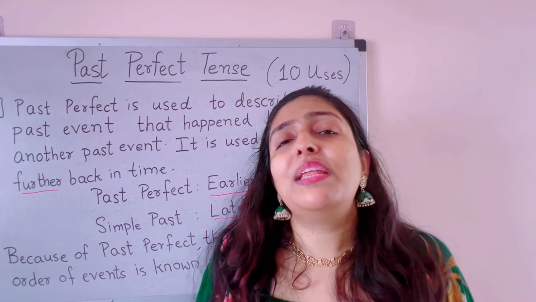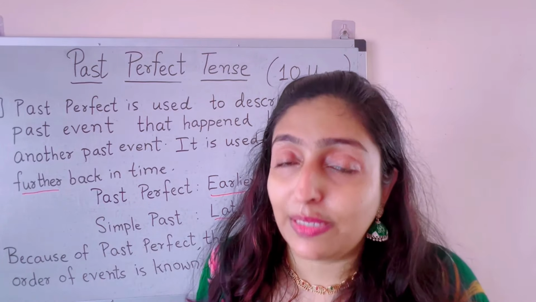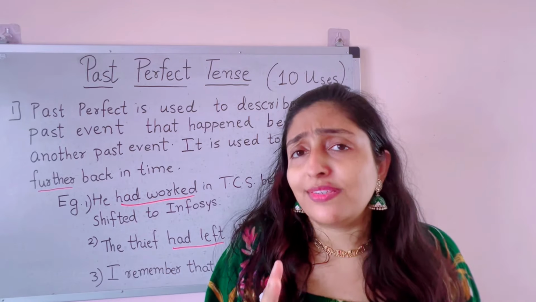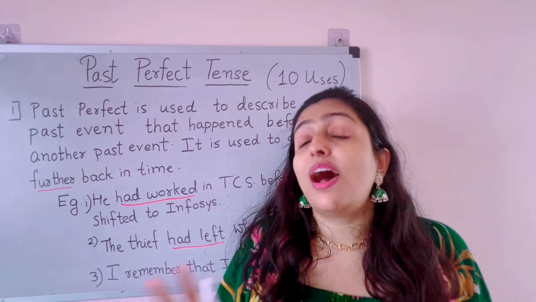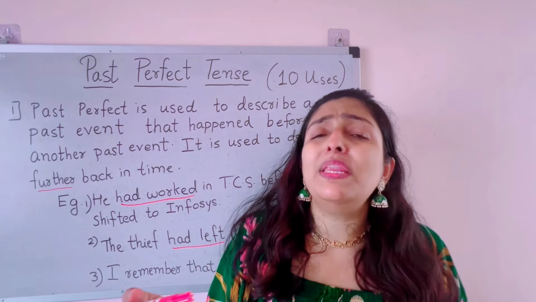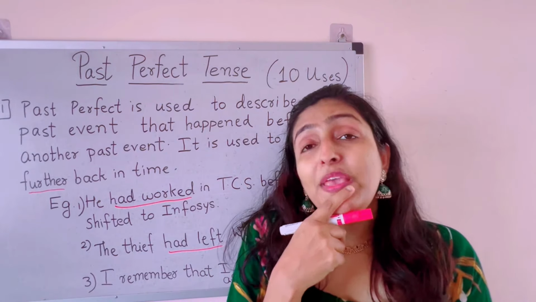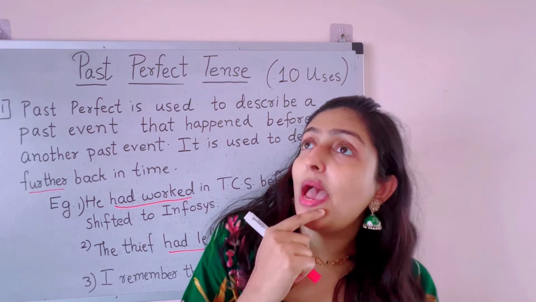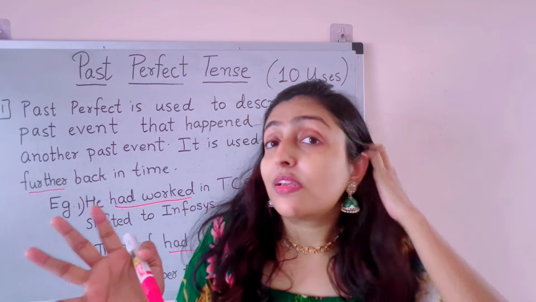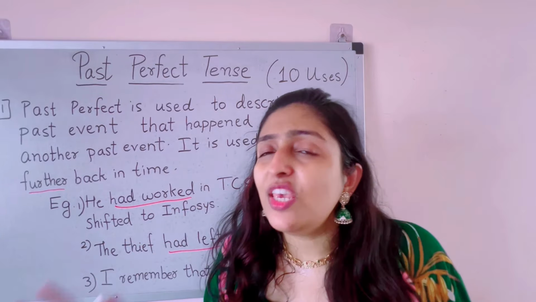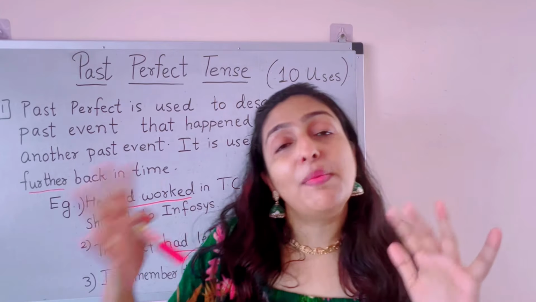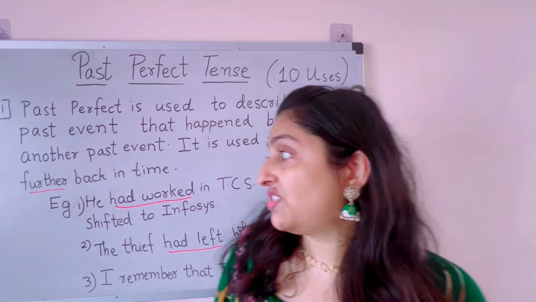Now, you will understand it better when we have a look at the examples. So, two actions or two events are taking place. Both actions or events are happening in the past. Then there will be a confusion. Which event happened first and which took place next? So, to avoid that confusion, we use past perfect for the earlier action, simple past for the next action.